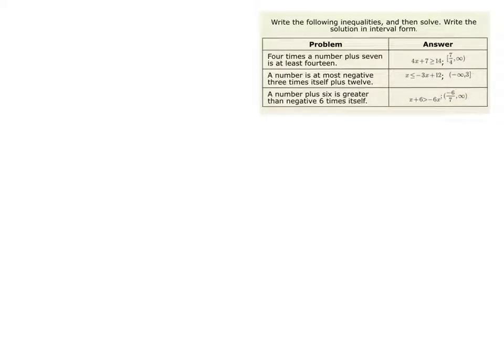4 times a number plus 7 is at least 14. First, we need to write the inequality. So let's call our number x. 4 times a number would be 4x, 4 times x, plus 7 is at least 14. What does at least mean?